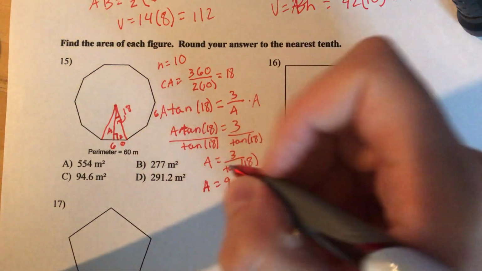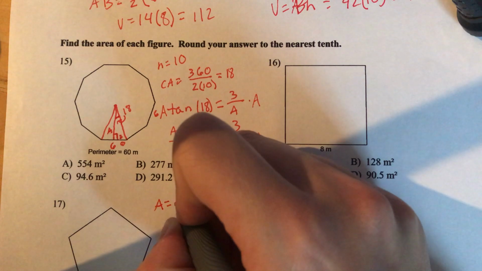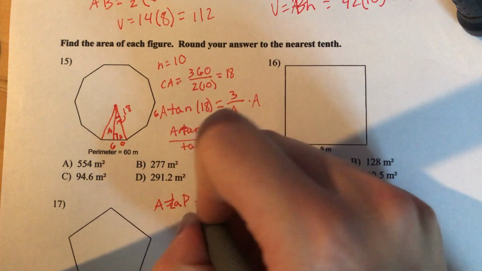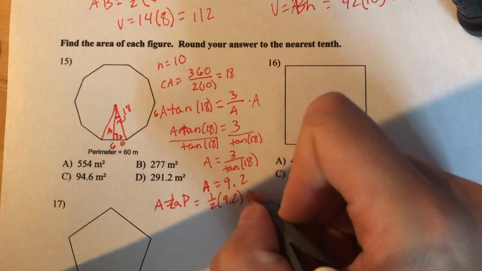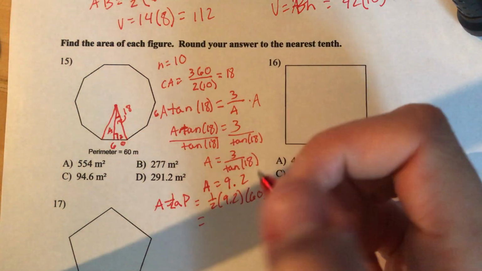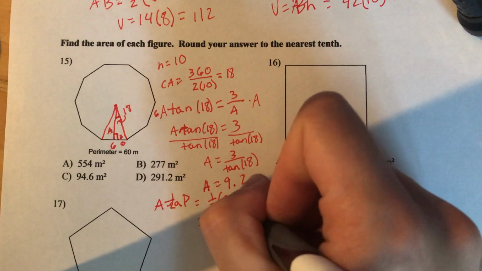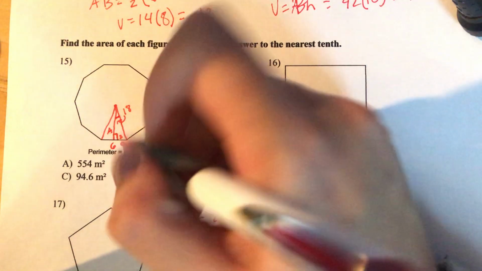All right, but here is our area of a polygon formula. The area of a polygon is 1/2 our apothem times our perimeter. So 1/2, 9.2, and my perimeter was given to me. So we'll plug that in, and so we get 276.99, okay? And that can round up to 277.